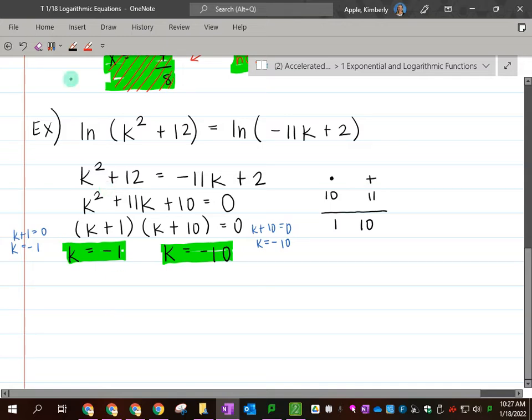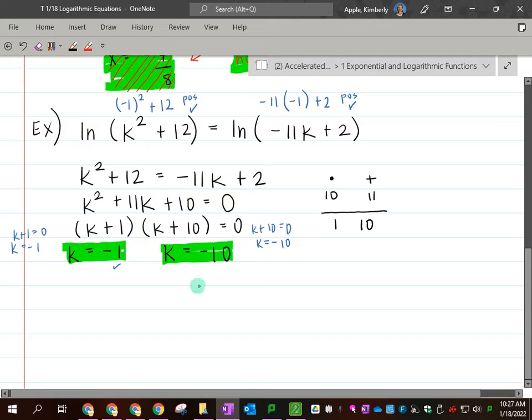All right, so let's check these. The first one I'm going to check is -1. So this would be (-1) squared plus 12. Is that positive? Yes. So we're good there. Let's check it over here: -11 times -1 plus 2. Is that positive? Yes. Negative times negative plus a positive number is going to be good. So this is a solution. We're going to keep this one. The check marks are not part of my answer. It's just me saying, yeah, that one's good.